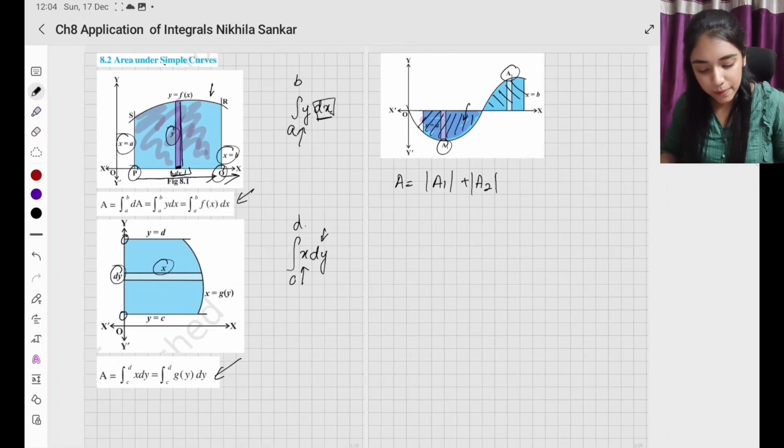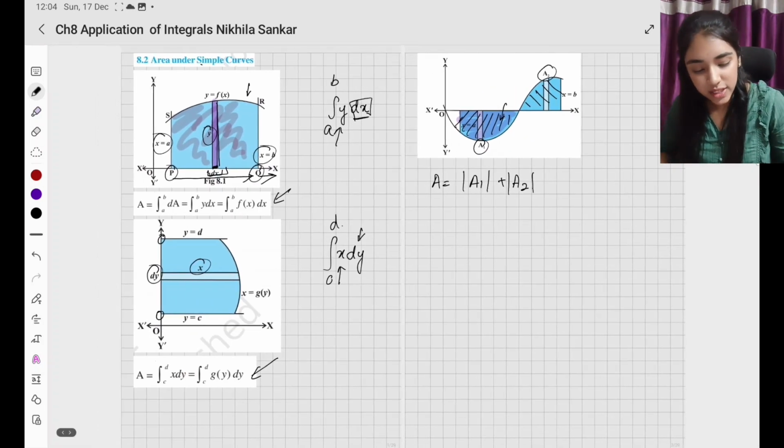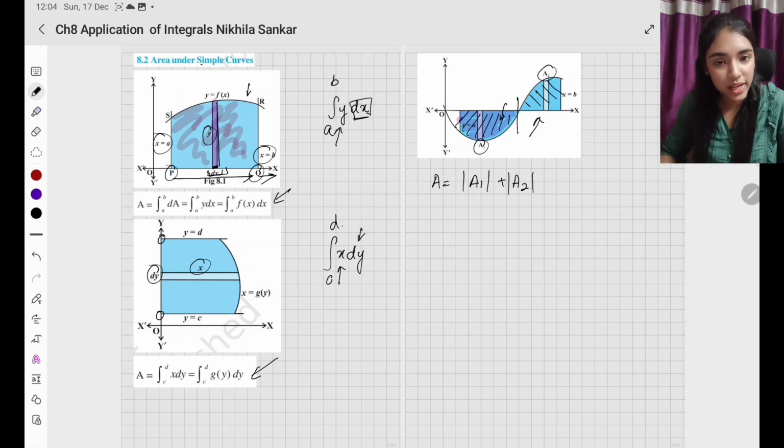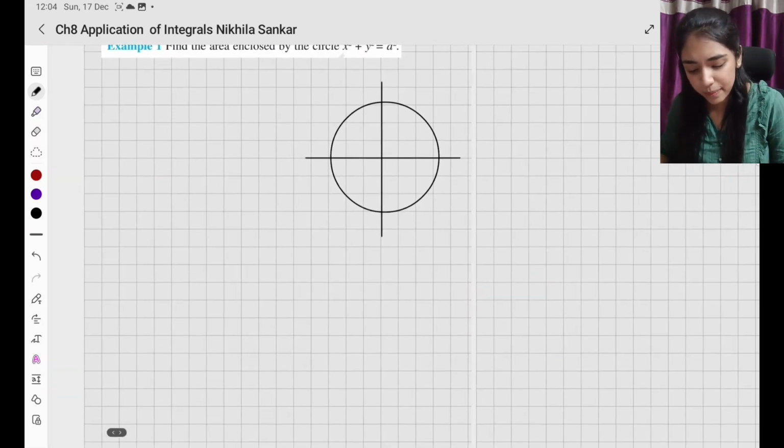Okay, simple. So we are going to add the two areas. So இந்த இடத்துல split பண்ணலாம். So இந்த particular area plus இந்த particular area. So A1 plus A2 அப்படின்னு போடும்போது you are going to get the absolute value which is going to be the total area. Okay, இப்போ example 1.